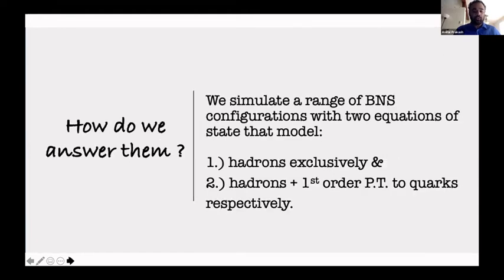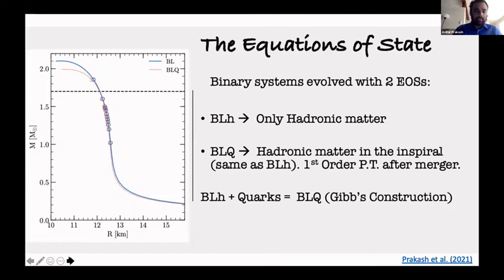We will simulate a range of binary neutron star configurations with two equations of state. One models exclusively hadronic matter, and the other models the hadronic matter in addition to a first order phase transition to deconfined quark phases. Let me show you these equations of state. This is how they look in terms of mass radius relationships. Our binary systems here are evolved with these two equations of state.